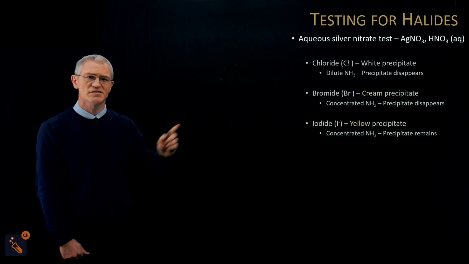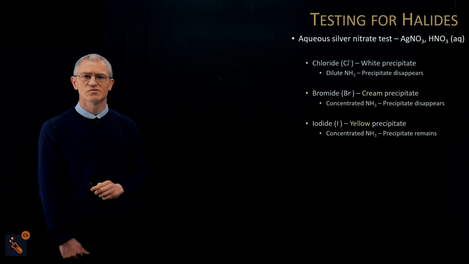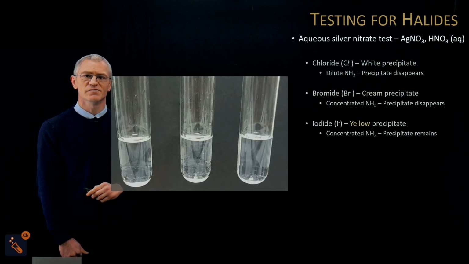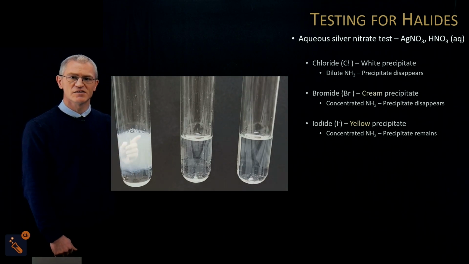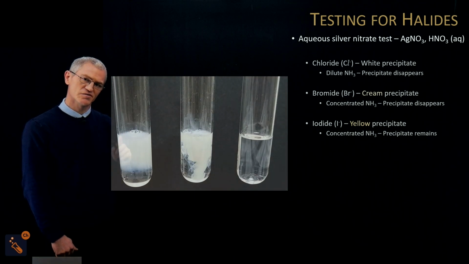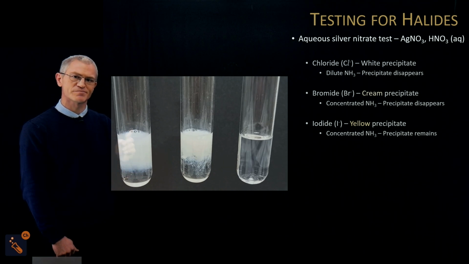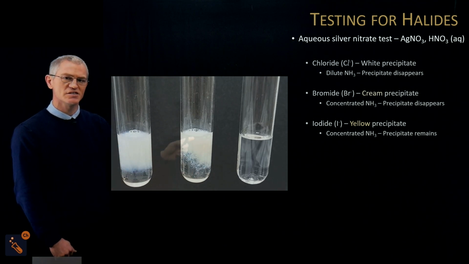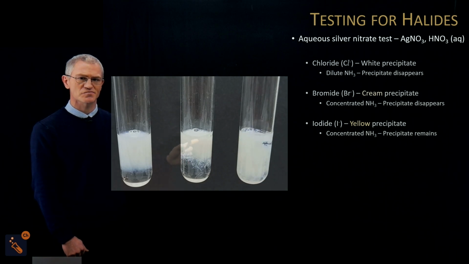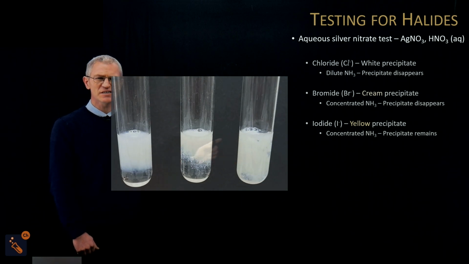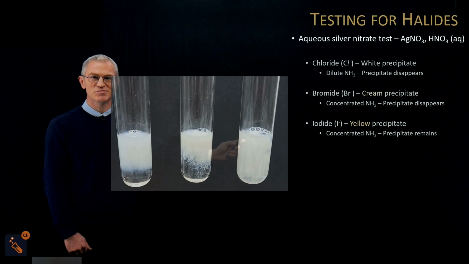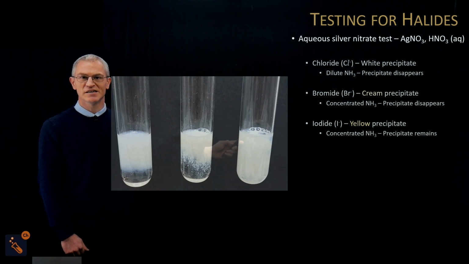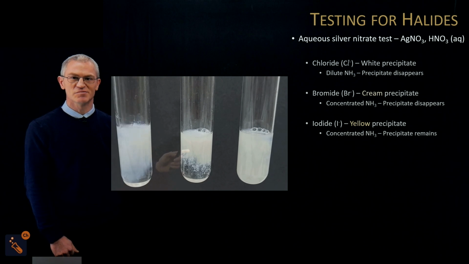So we've got our test up in the corner just to remind you. Okay, and then let's look at the video. So in the video, as you can see, I've added my silver nitrate. This one is my chloride, and this has got a white precipitate. And you can see as you go across here, it looks slightly cream. Can you see the colour looks really similar? This is why we have to use ammonia, because this is meant to be yellow. This is iodide, it's meant to be yellow. This is bromide, it's meant to be cream.